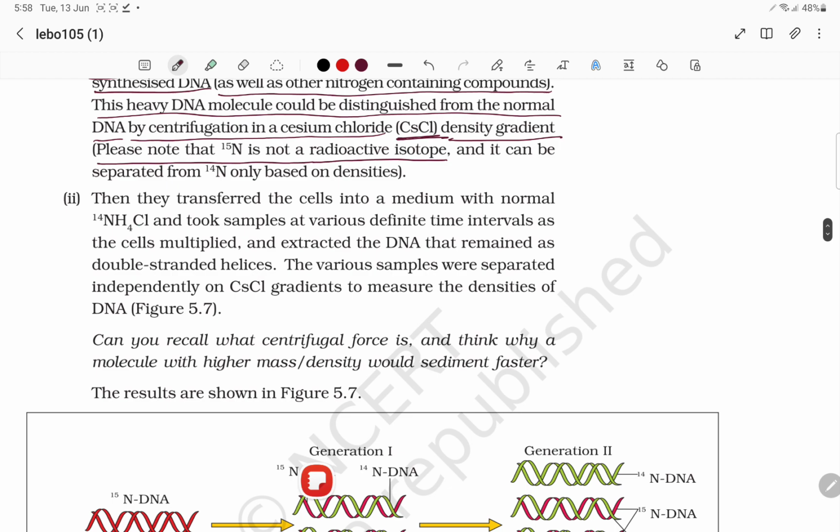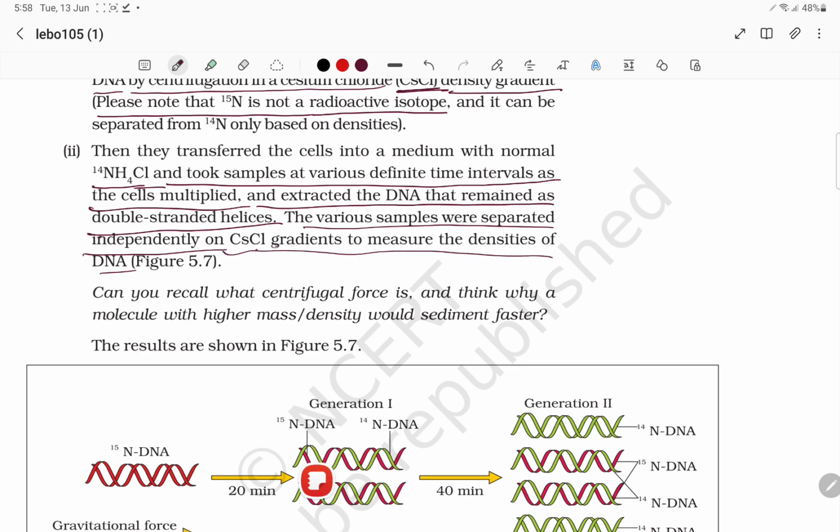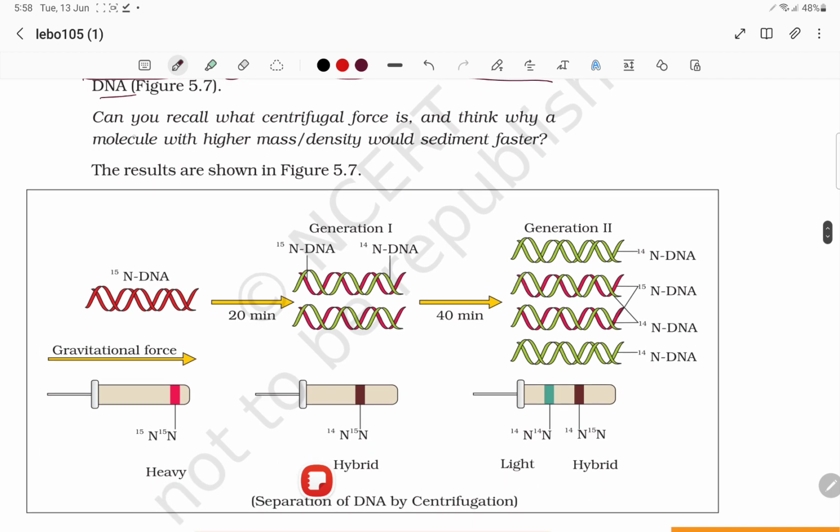Then they transferred the cells into a medium with normal N14 isotope and took samples at different time intervals as the cells multiplied. They extracted the DNA that remained as a double-stranded helix. The various samples were separated independently on a cesium chloride gradient to measure the densities of the DNA. If you see the picture, can you recall what centrifugal force is? Think why a molecule with higher mass would sediment faster: because its weight will be more, so it will come down faster.